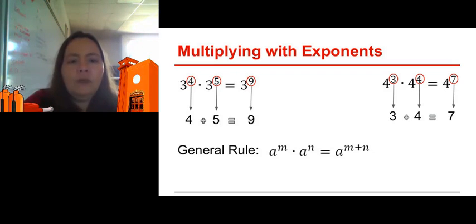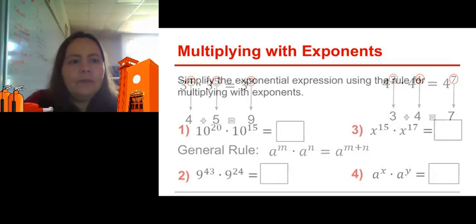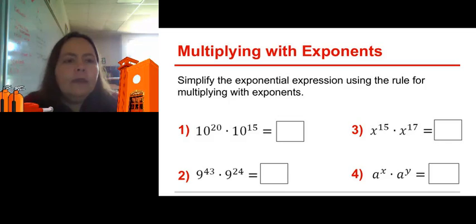Now let's practice using this new rule that we have. I hope you wrote it down, so you have it. Okay, simplify the exponential expression using the rule for multiplying with exponents. Here are some for you to practice. I want you to pause, and then come back when you're ready to check your work. Okay, I guess you're back now.